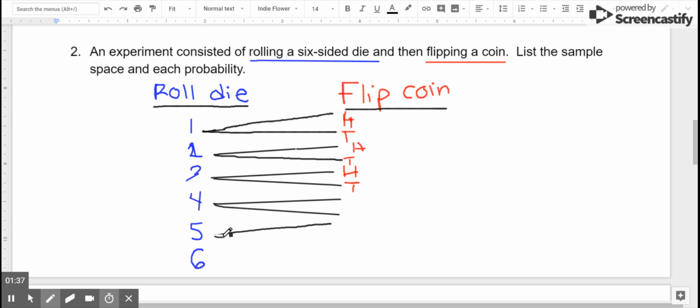So at this time, I'd like you to pause the video, please, and try to complete the rest of the tree on your own. Pause the video now, and when you're done, resume it so that you can check your answer.